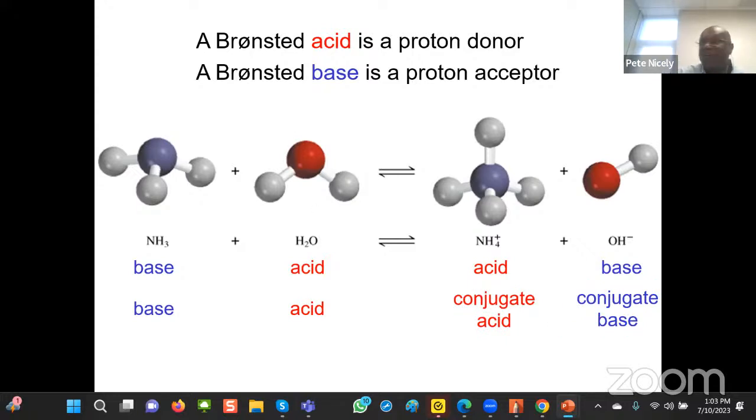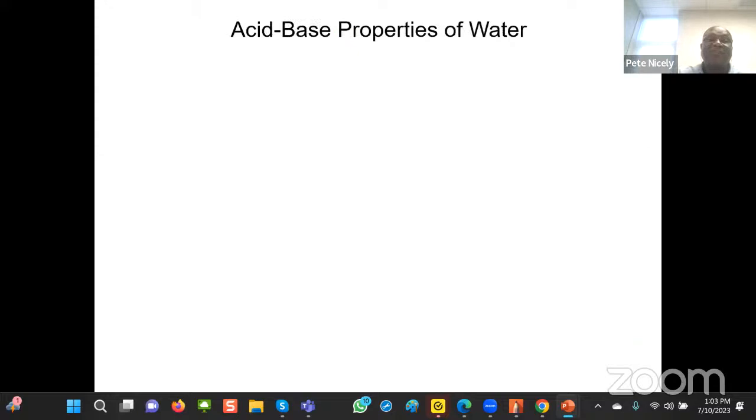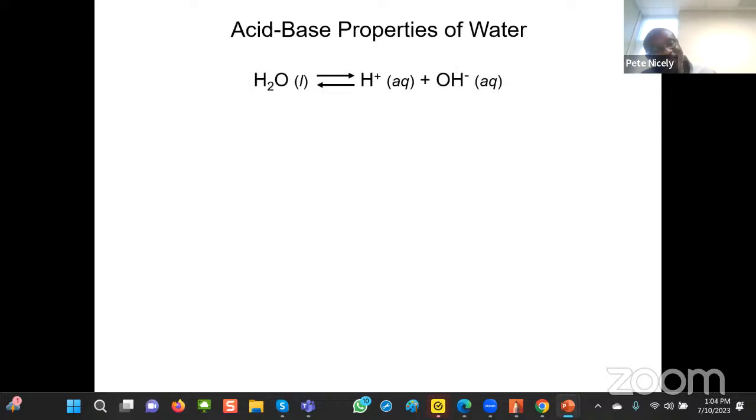Okay, so with that out of the way, let's talk about what we just discussed as it applies to water and its properties. So water, if it's basically left by itself, and we're assuming that it's pure water we're dealing with, it will undergo what is called autohydrolysis.